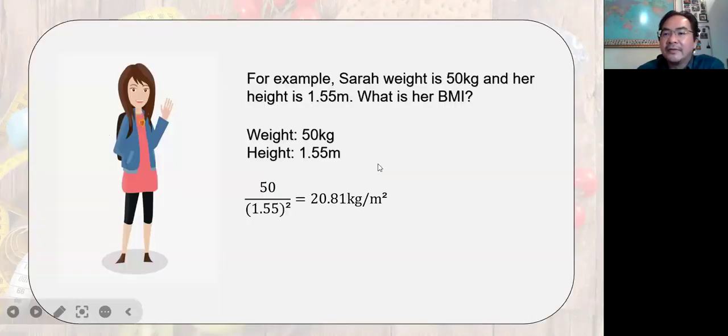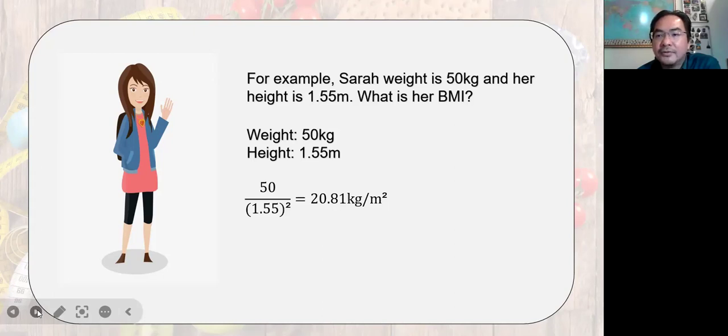So for example, if a lady by the name of Sarah, her weight is 50 kilogram and her height is 1.55 meter. So what's her BMI then? So you can use 50 divided by 1.55 divided again by 1.55 and you get an answer of 20.8 kilogram per meter square of BMI. So her BMI is considered normal.